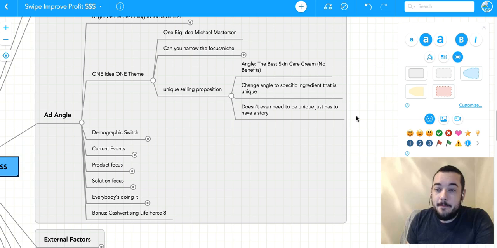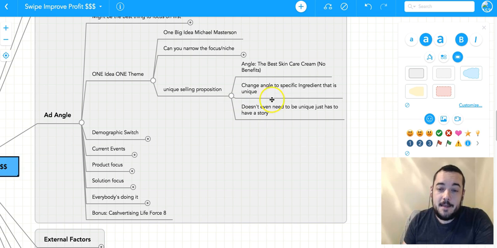But if we can say, hey, this is the best skin cream available because it's the only skin cream on the market that has this really rare seaweed from the south of Japan or something like that. If we can give even more detail and say why it's the best, then we can give it a USP, and that can make it very unique. And again, it can also sell your product better.